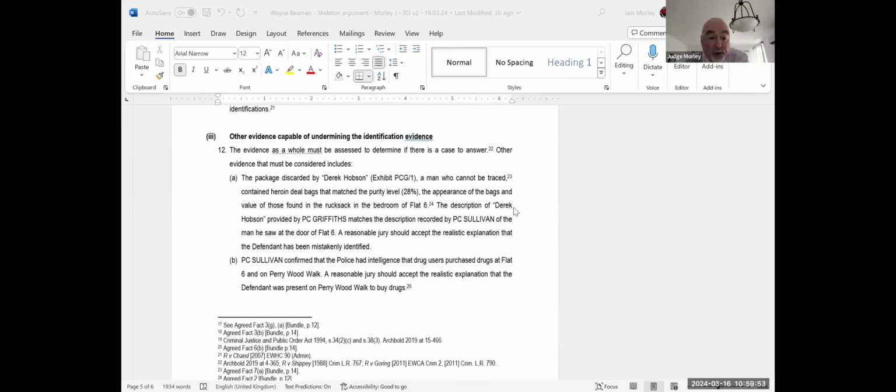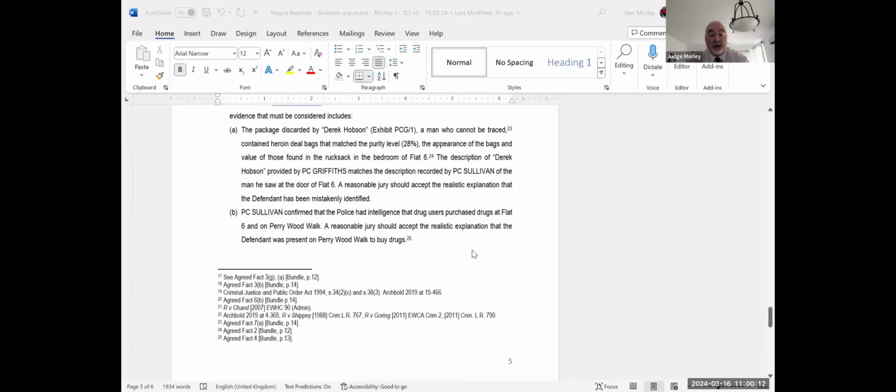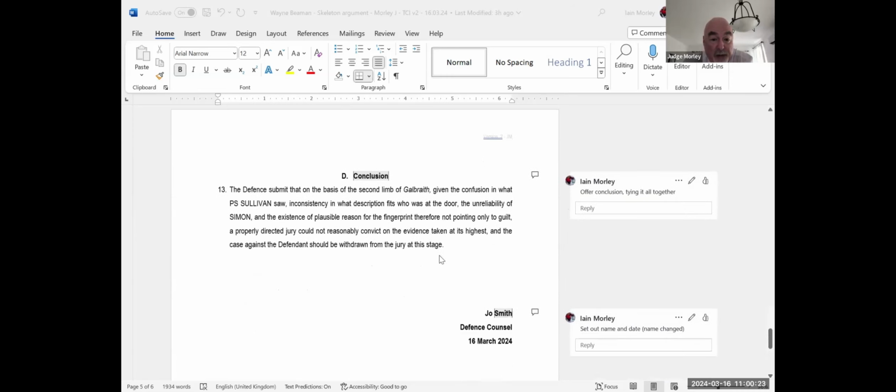The description of Hobson provided by Griffiths matches the description recorded by Sullivan of the man he saw at the door of Flat 6. A reasonable jury should accept the realistic explanation that the defendant has been mistakenly identified. B: Sullivan confirmed that the police had intelligence that drug users purchased drugs at Flat 6 and on Perrywood Walk. A reasonable jury should accept the realistic explanation that the defendant was present on Perrywood Walk to buy drugs.